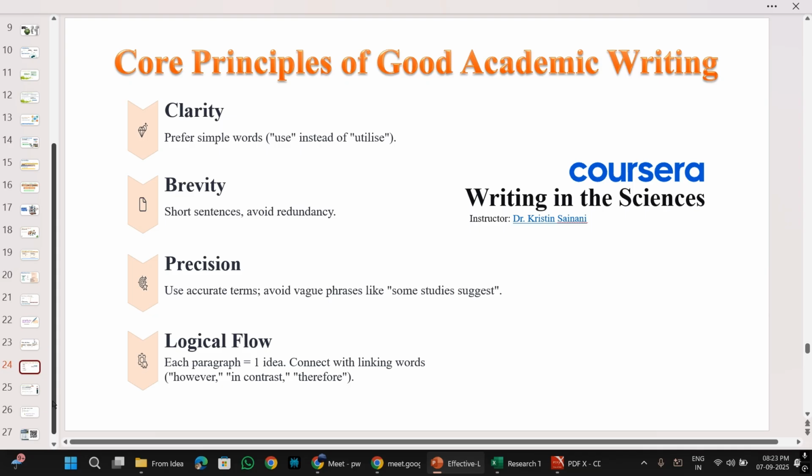Precision. Use accurate terms, avoid vague phrases. Instead of saying some studies suggest, you have to speak of which studies suggest. So it's just one straightforward way of telling that. And logical flow: each paragraph one idea, connect one paragraph to another, connect one sentence to another. Use those connecting words like however, in contrast, therefore, and things like that.